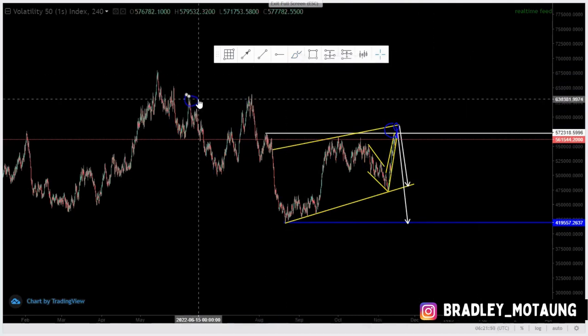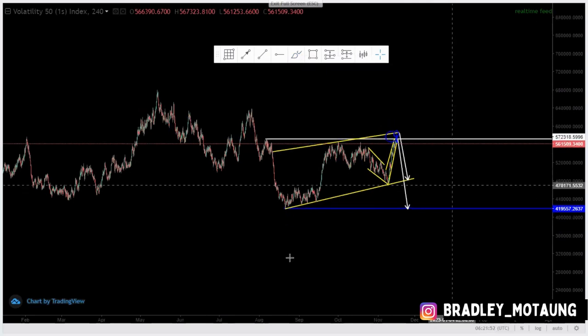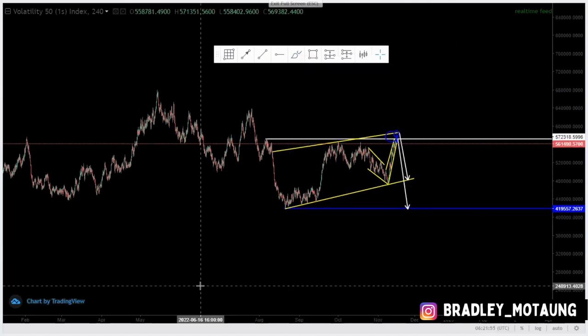Just a moment, this and this. Yeah, so I'll share more setups. If it's a clear setup, then I'll share it.